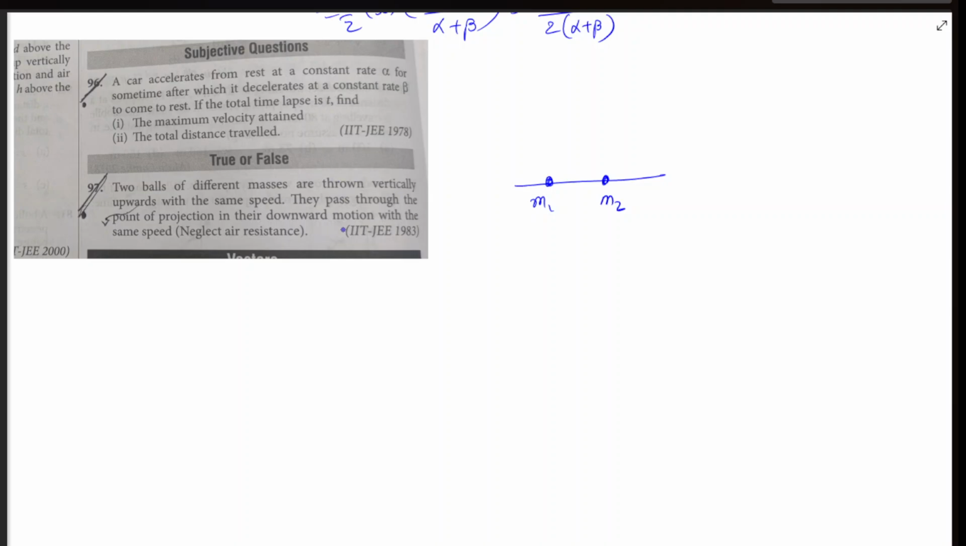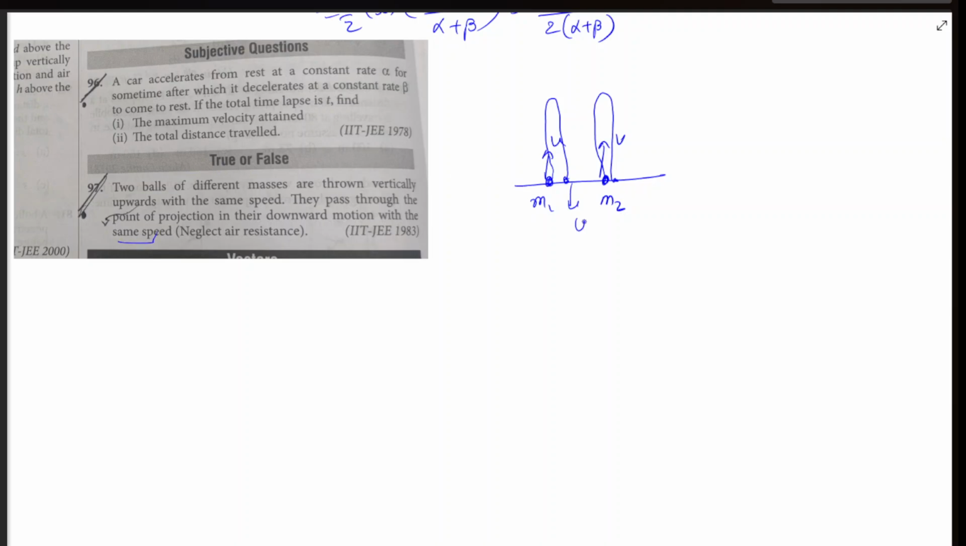Okay. Look, we are studying kinematics. So mass does not matter whatever the mass will be. Okay, the equation of motion will remain same. Vertically upward with same speed. Okay, so speed is same, so everything will be same. I think they pass through the point of projection in their downward motion. So like they are going like this and they pass here. Similarly, this is also going like this and this is pass here, right? With the same speed. Is it true?